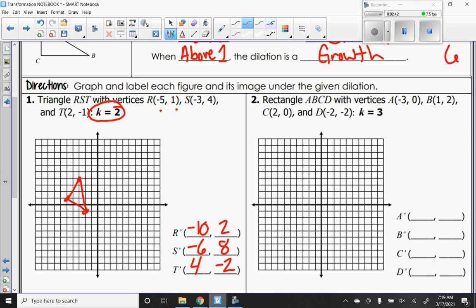Now I will plot these points. -10, 2, out here, that's my new R. -6, 8, that's up here. That's going to be my new S. And then 4, -2. There's my new T.